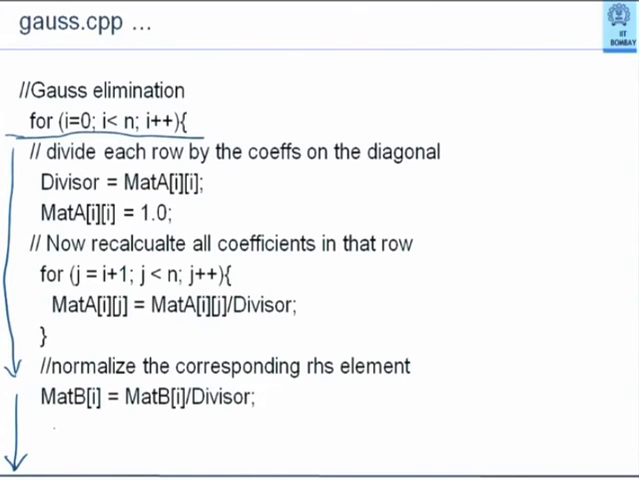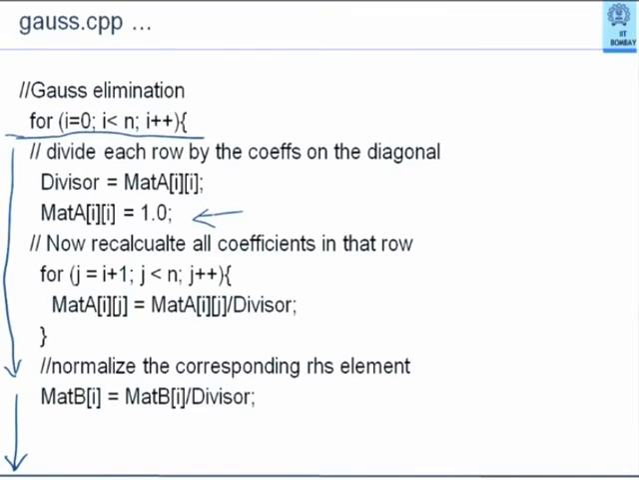At any point in time, I am looking at the ith row and all the rows below that from that point onwards. Okay? So for a given ith row, the divisor is of course the I comma ith element. Whatever is the element on that diagonal is the divisor. Since I want to divide each element of that row by that value, the I comma ith element will become 1. I will put an absolute 1 here. I will not divide mat I comma I by the divisor to get the result. Why? Because an actual floating point division may not get me 1. So I want to make it 1 explicit. Having made that 1, I recalculate all coefficients in that row.